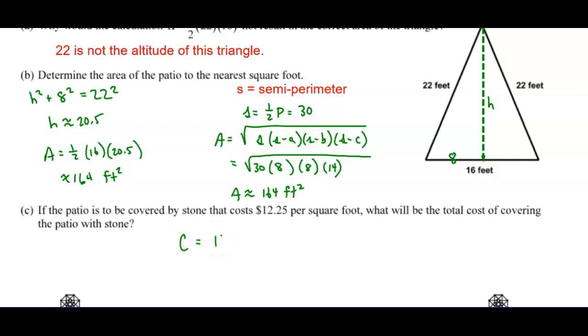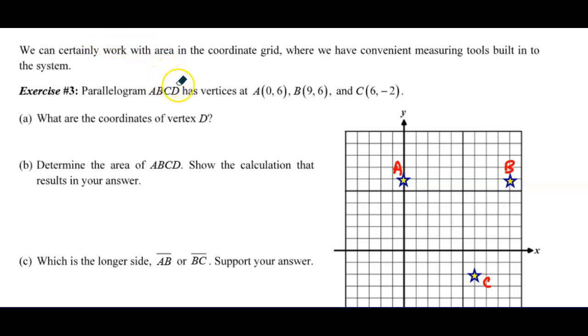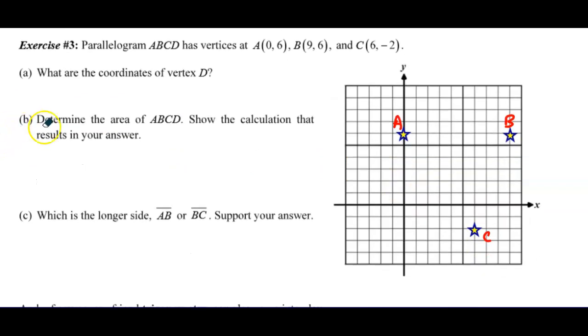Cost is $164 for the square footage times 12.25, and that is about $2,009. Okay, so moving on to the next set. If we are working in the coordinate grid, we have some tools that we can use. Parallelogram ABCD has the following vertices at A, B, and C. We just need to figure out where D is.